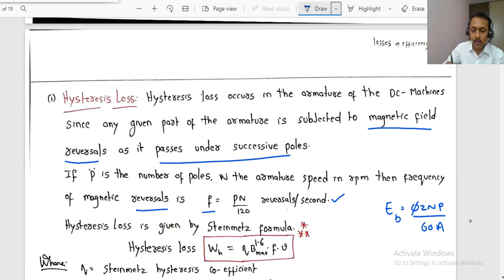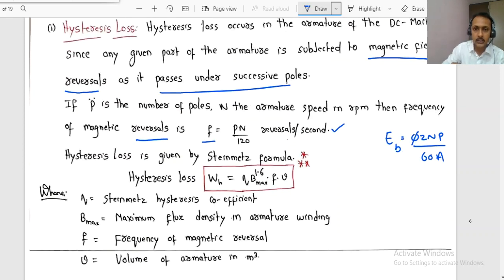frequency. Now hysteresis loss is given by the formula Wh, power expressed in watts, Wh equals eta Bmax power 1.6 into f into V. In this formula, eta indicates the Steinmetz hysteresis coefficient, Bmax is the maximum flux density in the armature winding, f indicates the frequency of magnetic reversal, and V indicates the volume of the armature in meter cube.